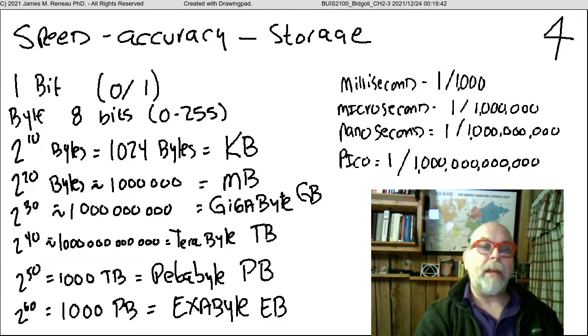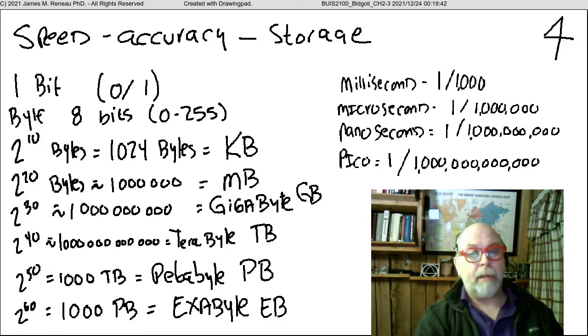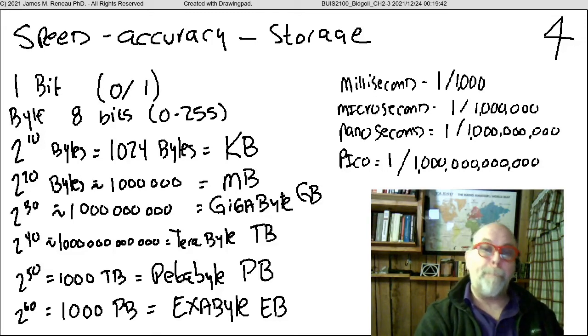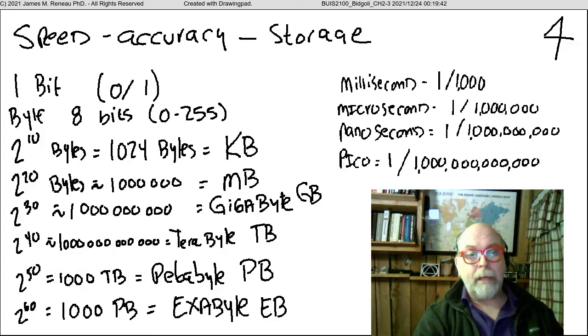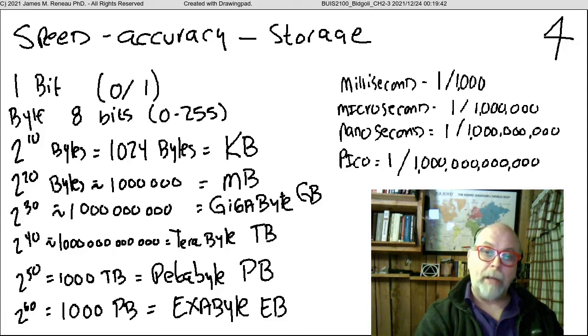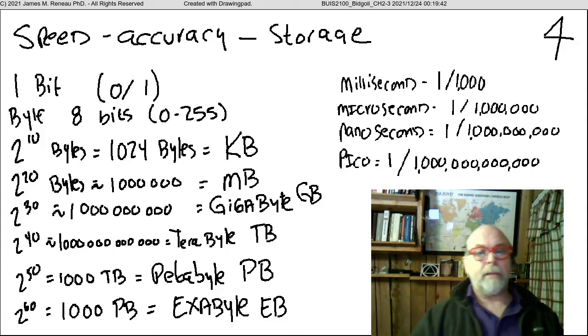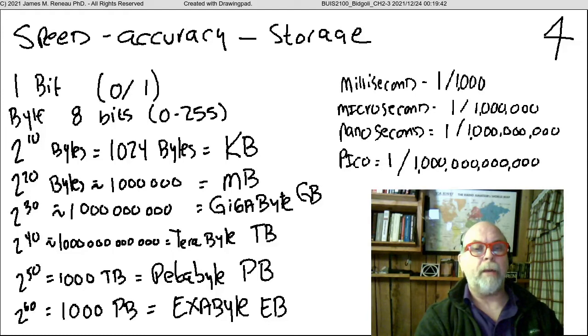So remember that a kilobyte is 1,000 bytes, a megabyte is 1,000,000 bytes, a gigabyte is 1,000,000,000 bytes, and a terabyte would be, well, 1,000,000,000,000. I don't remember what that's called, but you get the idea. Kilobyte, megabyte, gigabyte, terabyte, petabyte, exabyte. And you really do need to commit those to memory.